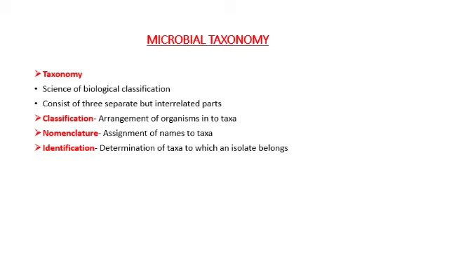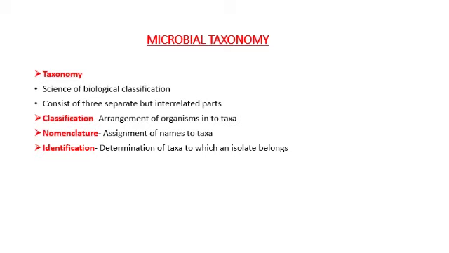Moving on to the first, classification. What is classification? Classification is the arrangement of organisms into taxa. That means we are arranging the given isolate into a taxon. Taxa are also known as groups. This arrangement is based on mutual similarities or on evolutionary relationships. So classification is the arrangement of organisms into taxa.